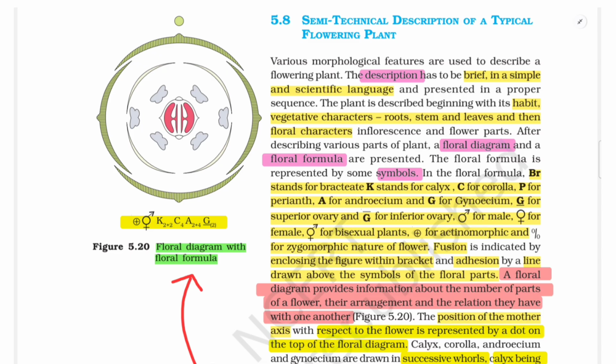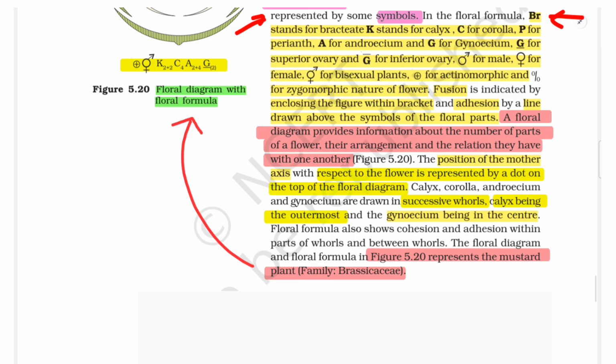The floral formula is represented by some symbols. In the floral formula, Br stands for bracteate, capital K stands for calyx, capital C for corolla, capital P for perianth, capital A for androecium and capital G for gynoecium.